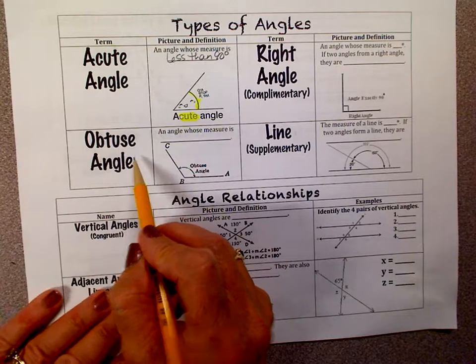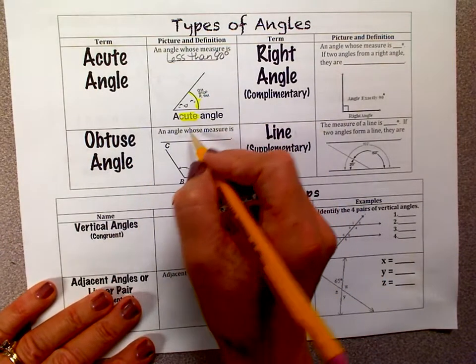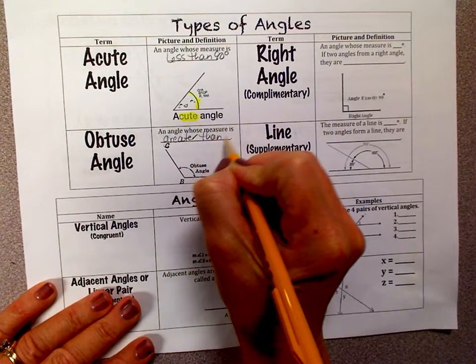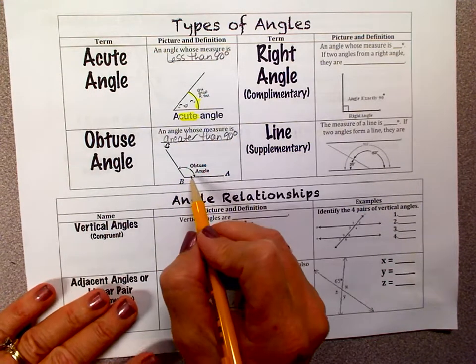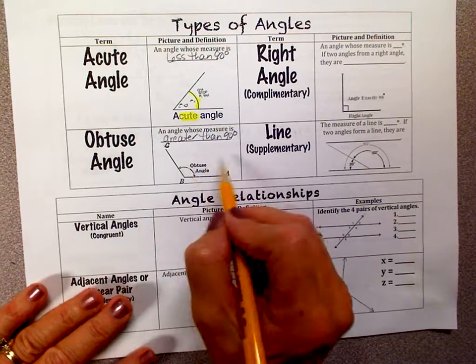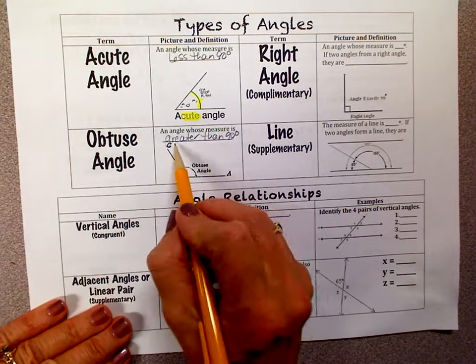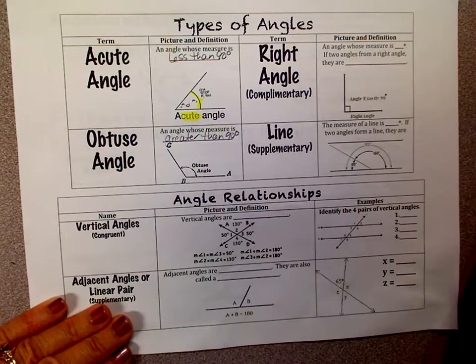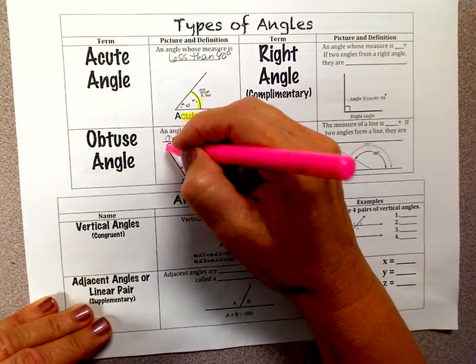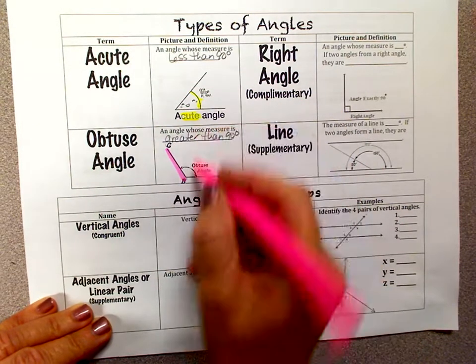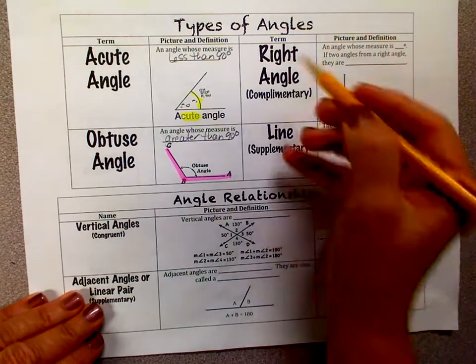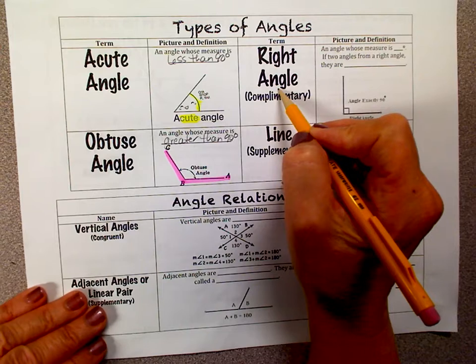Obtuse angle is an angle whose measure is greater than 90 degrees but less than 180. We can write a compound inequality later: greater than 90 but less than 180. So the obtuse angle is going to be greater than 90. All right, if you want to decorate it up a little bit to make it a little more jazzy. Now the right angle, and you know that's 90 degrees.